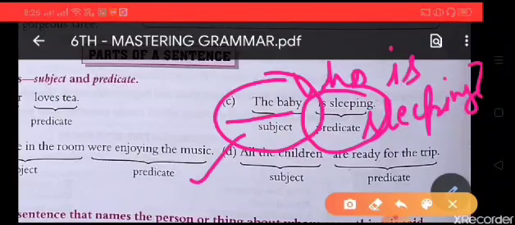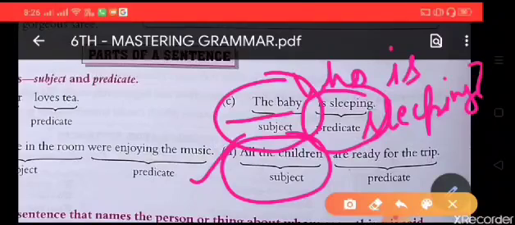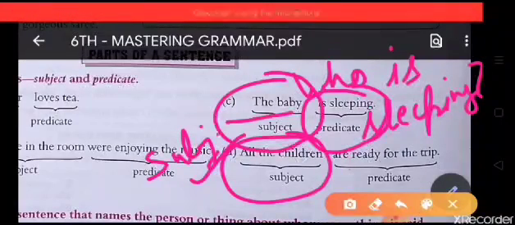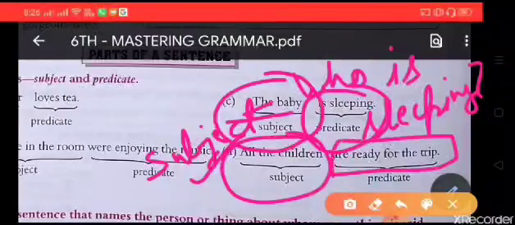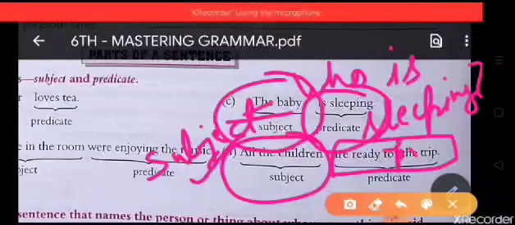In D, all the children are ready for the trip. Who are ready for the trip? All the children are ready for the trip. So it becomes the subject and the remaining part of the sentence is called the predicate.